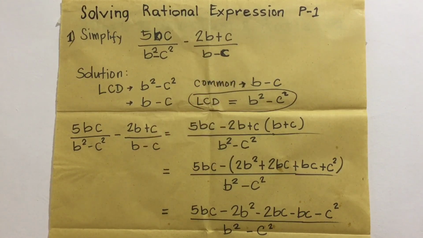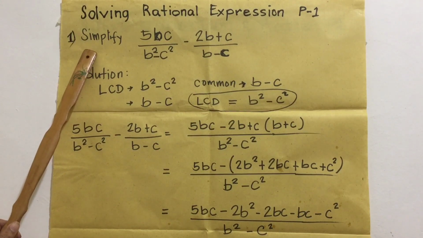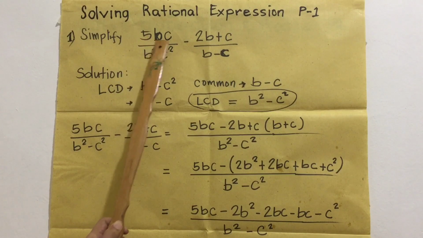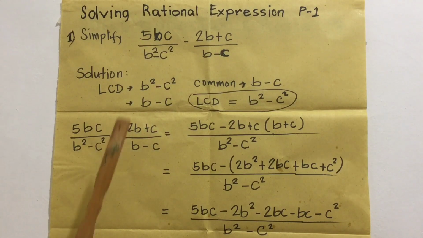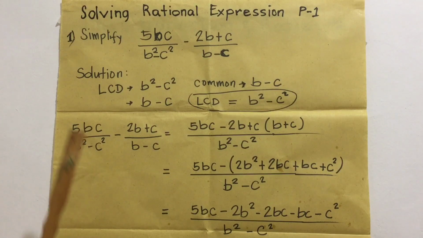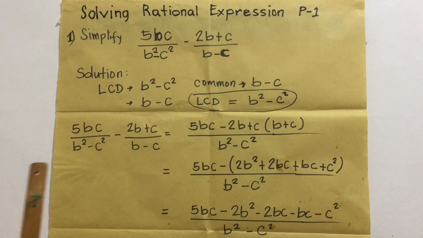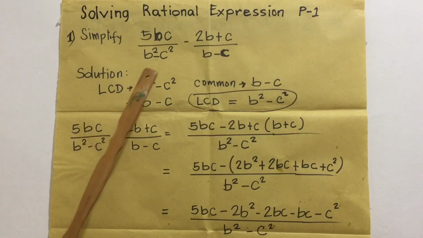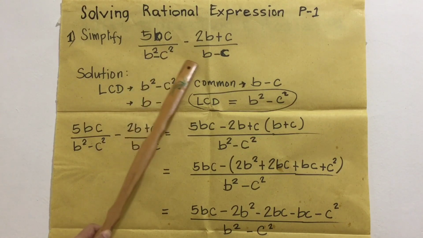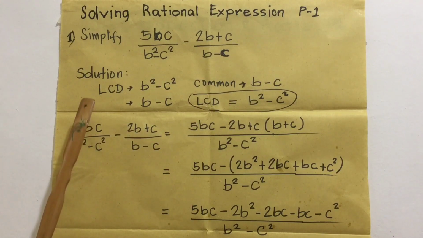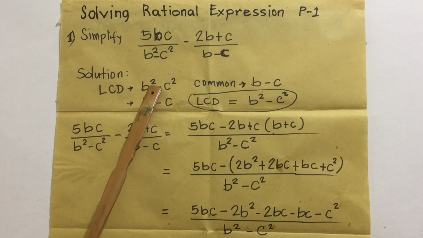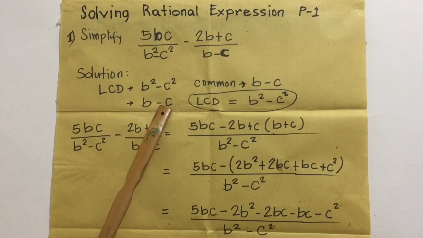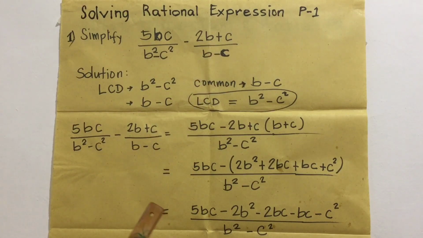The word simplify means we're going to combine these two rational expressions into a single rational expression. How to do that? Our solution first is to find the LCD of b squared minus c squared and b minus c. Then we just copy first the b squared minus c squared from here, then copy b minus c from here.